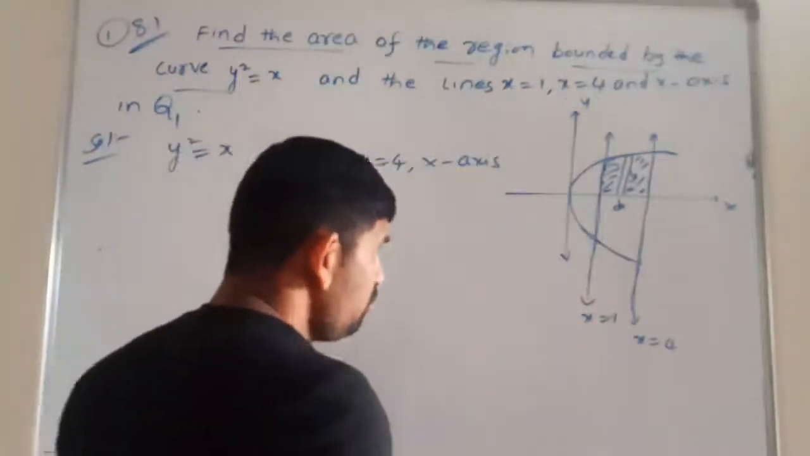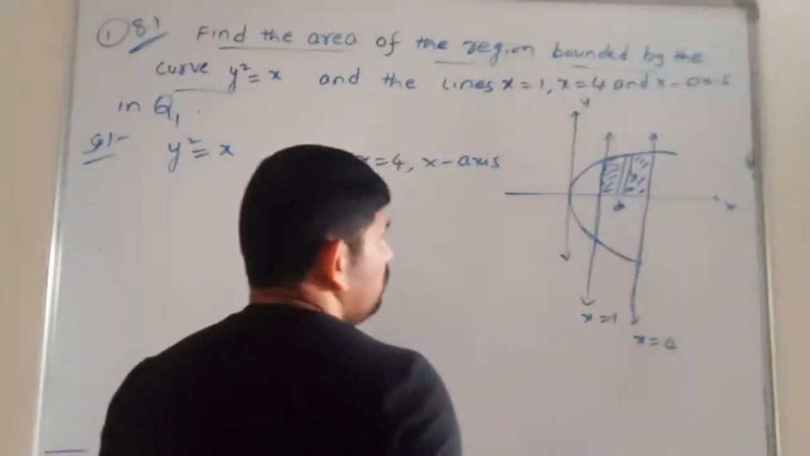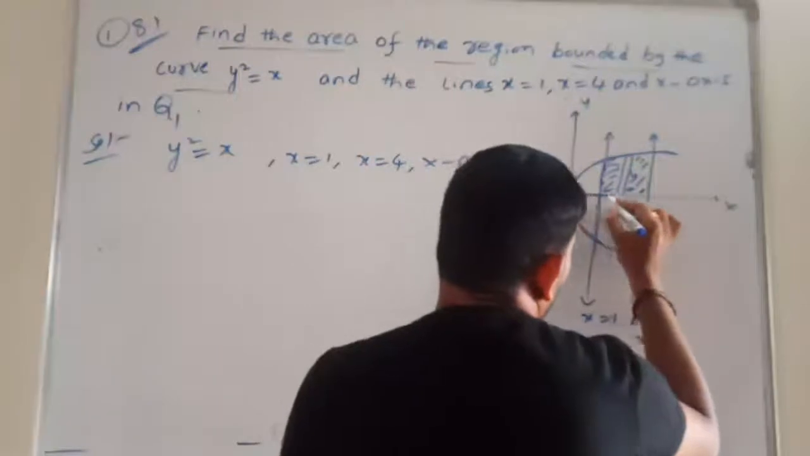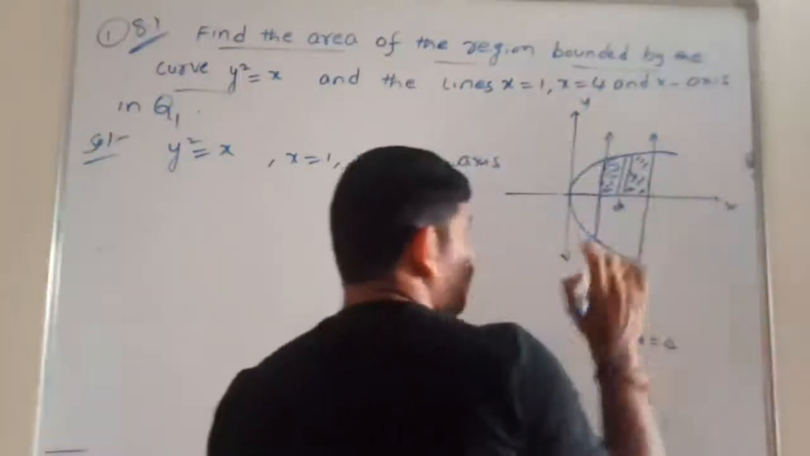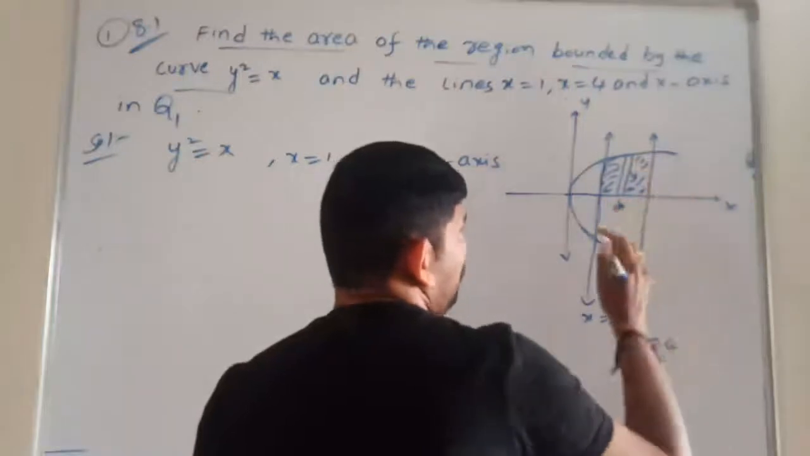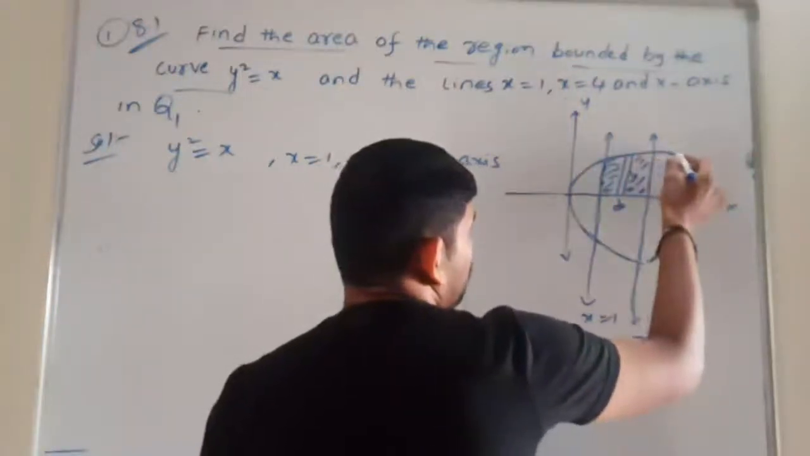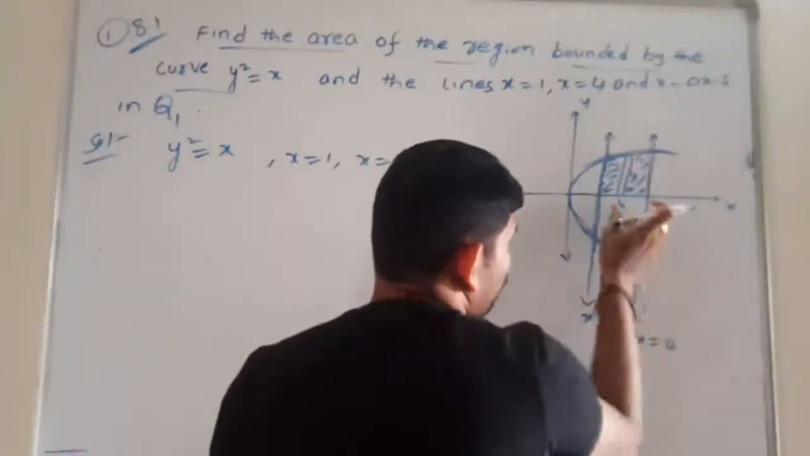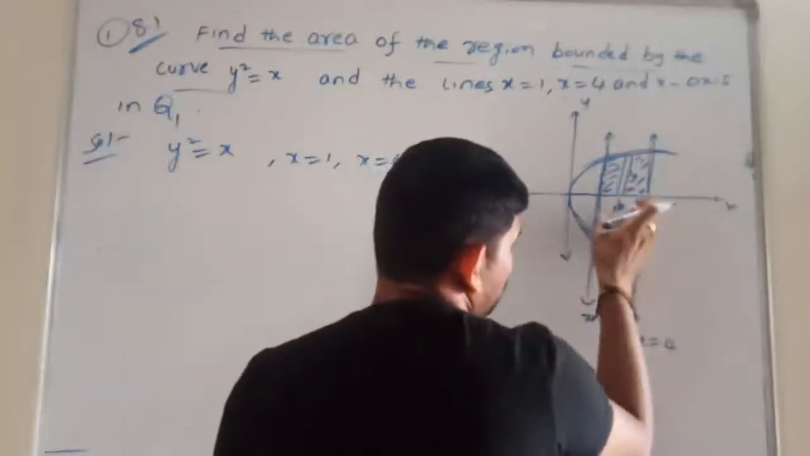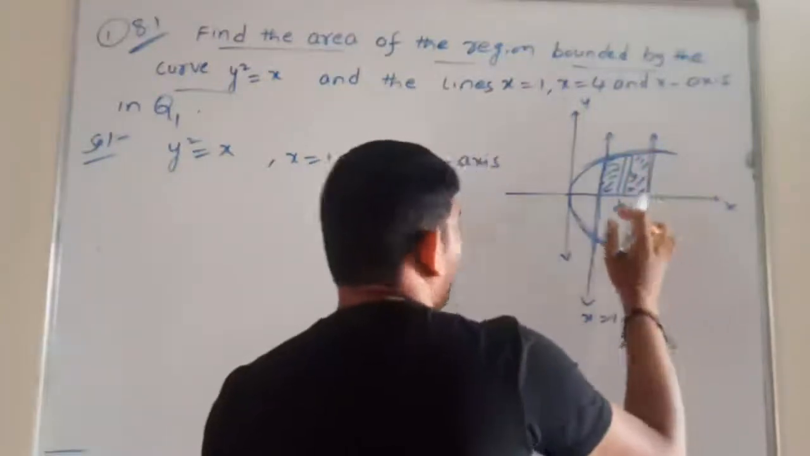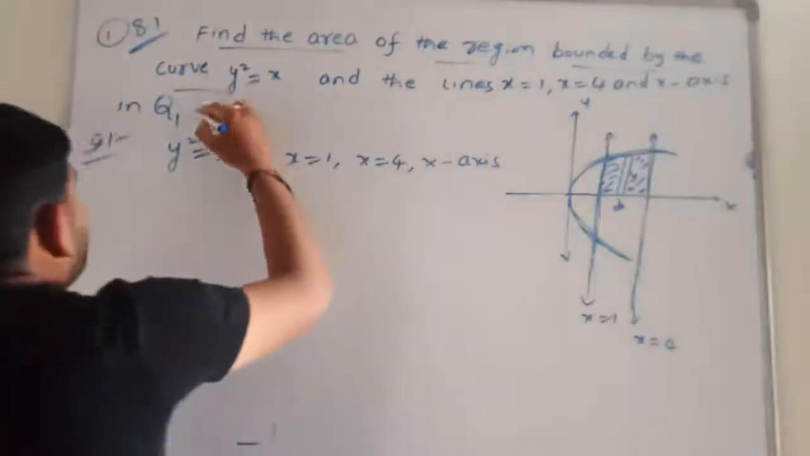The next one is completed now. Again he is going to say and x axis. See, this is the x axis. By observing, we are finding this bounded region: the parabola, and the lines x is equal to 1 and x is equal to 4 will be present, and the x axis is again this part. This one and this one. But he is clearly giving us the first quadrant.